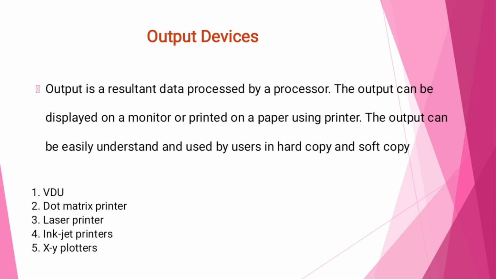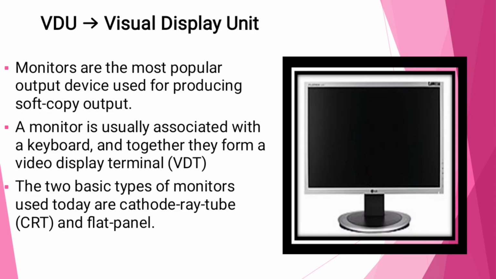First of all, visual display unit. The visual display unit monitors are the most popular output devices used for producing soft copy output. They display the generated output on a television-like screen.